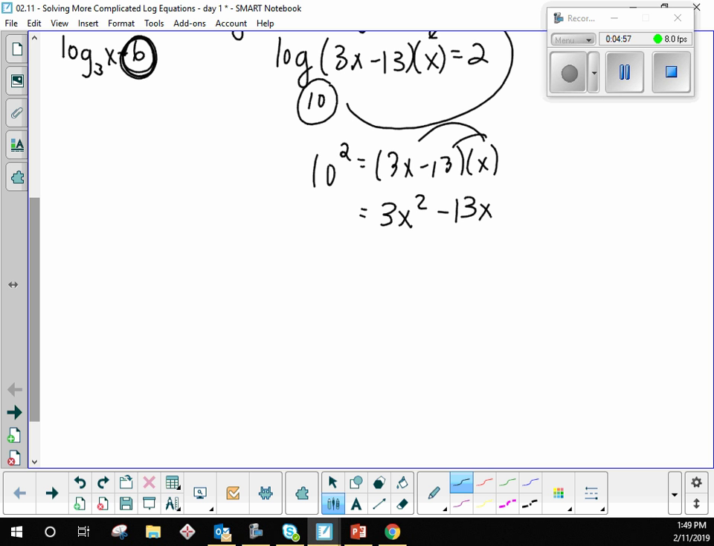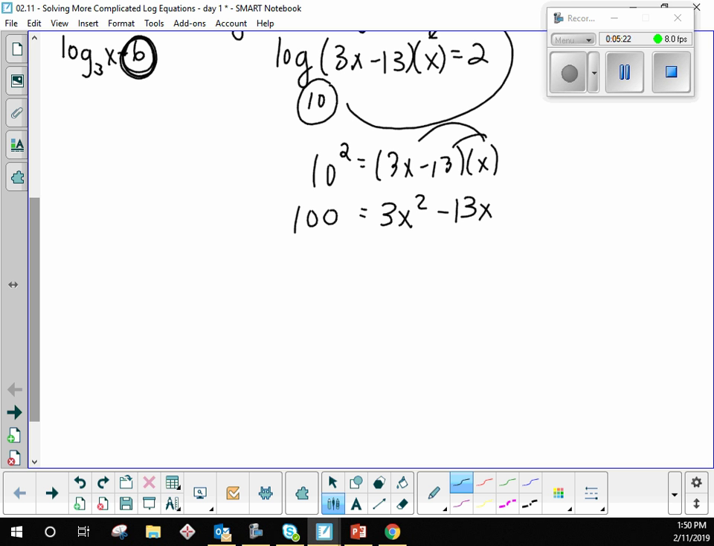What is 10 squared? 100. All right, so what we have now is a regular equation that we have to solve for x, right? Sometimes what we do is we get all the x's on one side and all the constants on the other, and then we just divide and we solve. But what's my clue here that I can't do that?